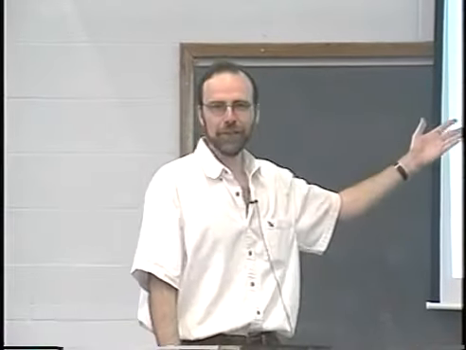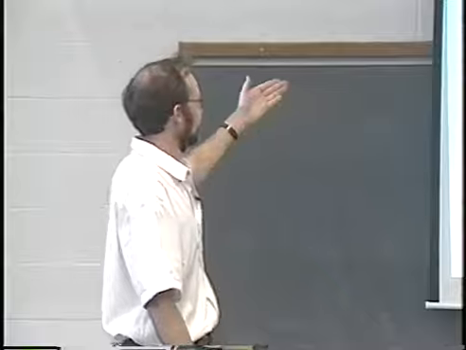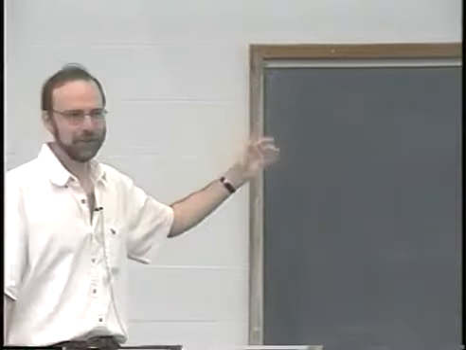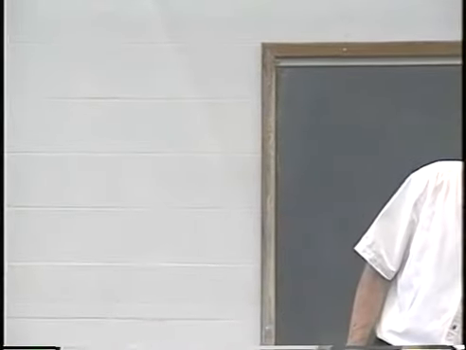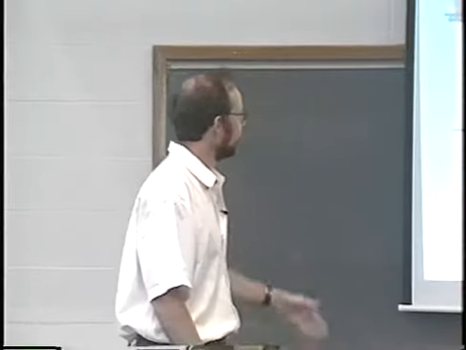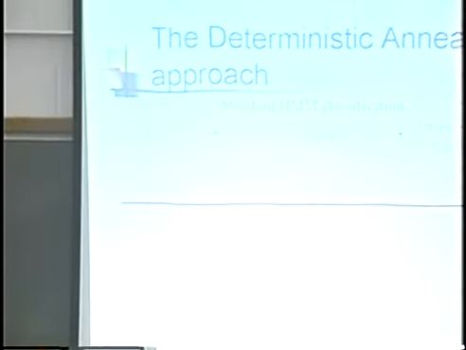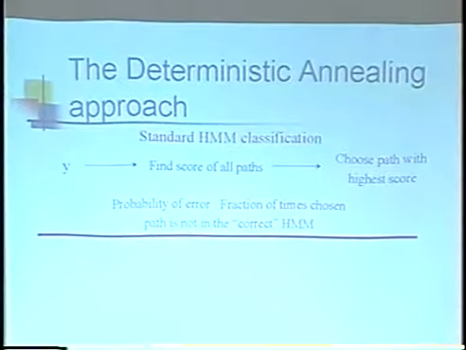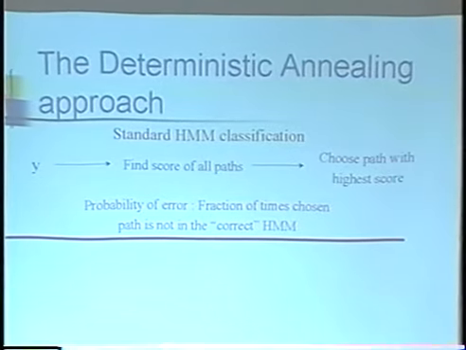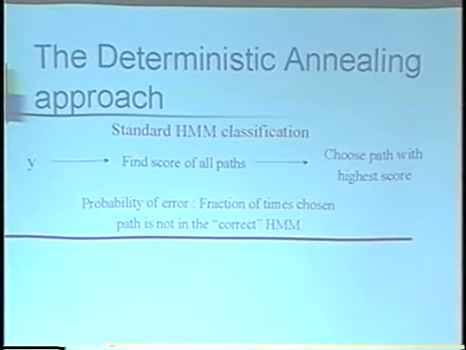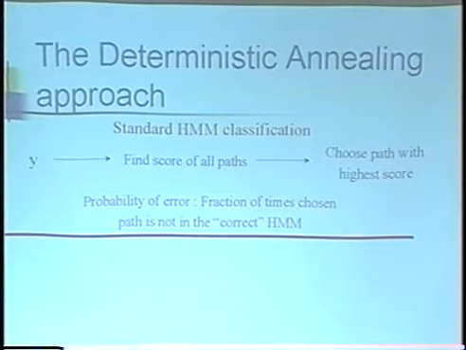DA approach, now this is the usual mantra: temporarily allow random classification. Okay, so let's see what we mean. In the standard HMM classification, you get an observation, you find the score of all paths in principle, and you choose the path with the highest score. Probability of error is the fraction of times you'll be choosing the wrong HMM.